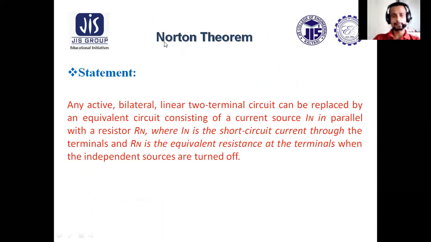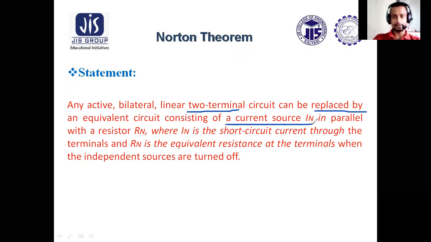So what is the statement? Any active bilateral linear network which is having two terminals can be replaced by an equivalent circuit consisting of a current source IN in parallel with a resistor Rn.